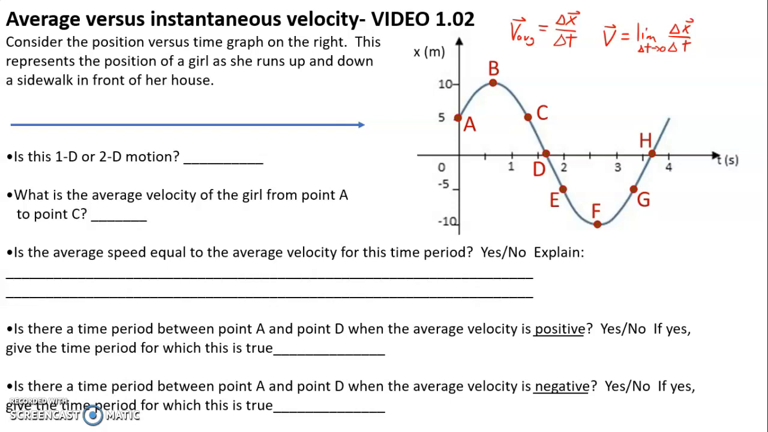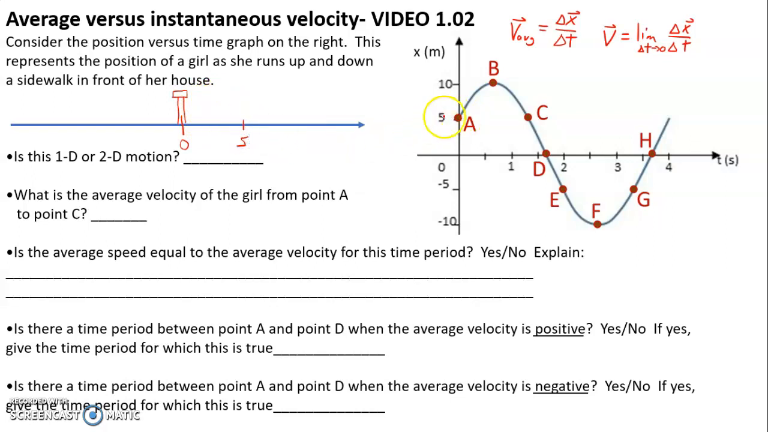But let's go ahead and look at this in terms of this example here of the girl running up and down a sidewalk in front of her house. And so here's the graph of that motion, where it's position versus time. And the first question, is this one or two-dimensional motion? We're going to draw a little diagram here. So the blue line represents the sidewalk in front of her house, and we'll call this 0. And then we'll say that this is where her mailbox is.